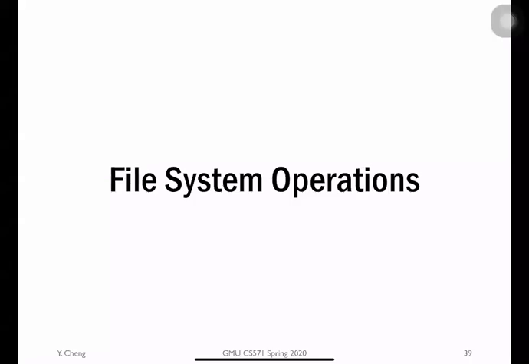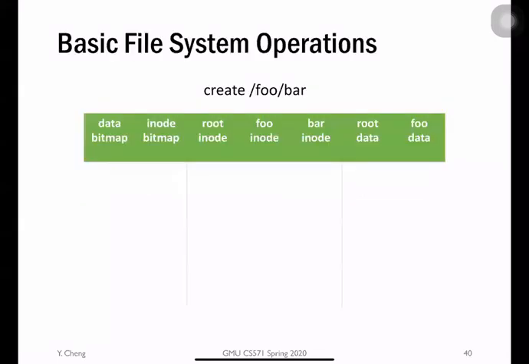Next, let's see how the corresponding on-disk data structures, the different parts of the on-disk structures, get touched when a specific file system related operation is performed, specifically creating a new file and writing to a new file. In this slide and the next couple of slides, we're going to use this example to illustrate these different file system related operations.